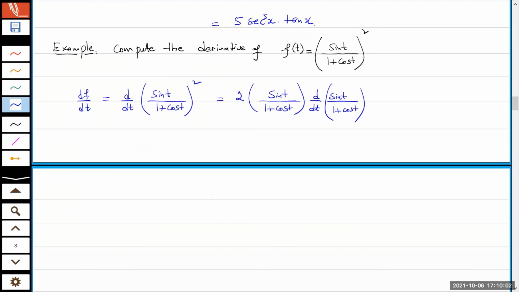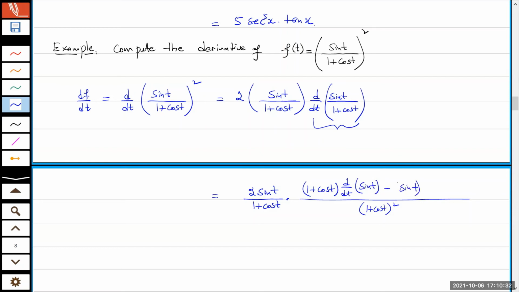Now, this is 2 sine t divided by 1 plus cos t. For this part, my only choice is the quotient rule now. We can do the product rule, but quotient is easier. So let's apply that. Denominator, 1 plus cos t squared. Numerator: 1 plus cos t, the derivative of sine t, minus sine t, the derivative of 1 plus cos t.